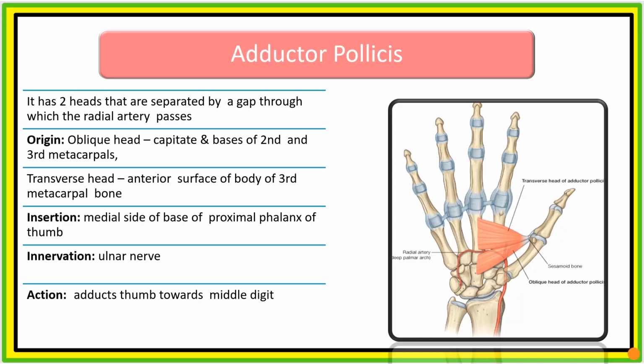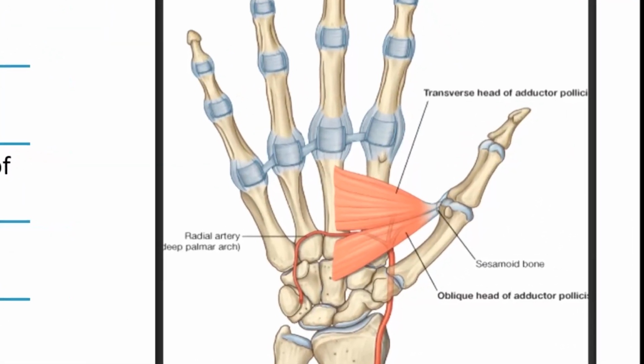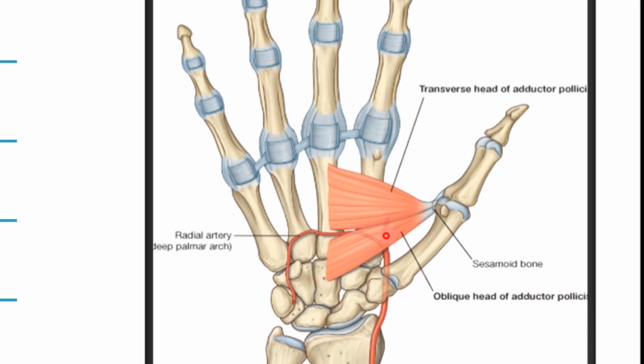We have this muscle that adducts the thumb. In the thenar muscles, we saw the abductor, we saw the flexor, and we saw the one that does opposition, that's the opponens pollicis. We have this muscle, though not part of the thenar muscles, but its function is to adduct the thumb. This muscle is called the adductor pollicis. Here is the adductor pollicis. What the adductor pollicis does is to adduct the thumb, while the abductor pollicis abducts the thumb.